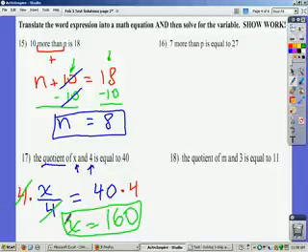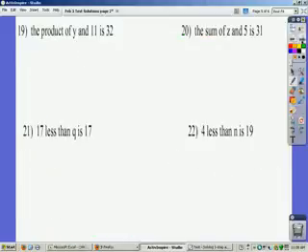Again, you focus on the wording, and in number 18, the word is quotient. Okay, I'm jumping to the next set of problems. The product, problem number 19. The word product, what does this mean? What operation? It is a multiplication.